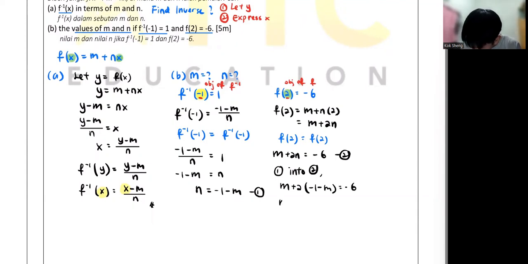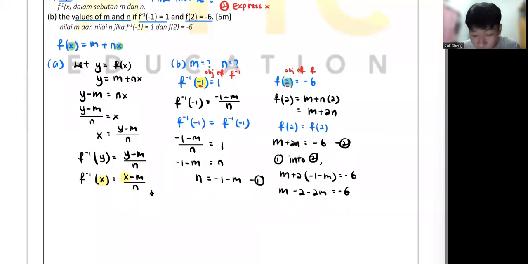This one can straight away sub 1 into 2. The bracket expand. Yeah, so we can find the answer already. M minus 2m. Negative 2 bring over, become plus. M minus 2 is negative 1m. Negative 6 plus 2 is negative 4. Okay, first part done. Okay, last one.